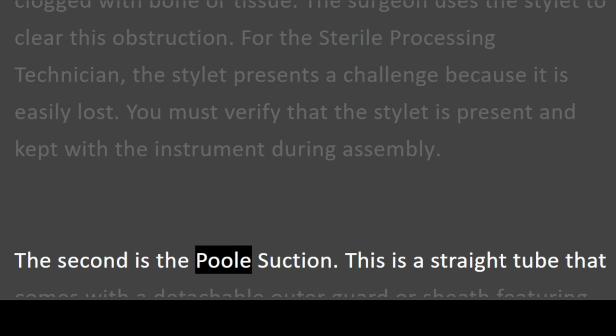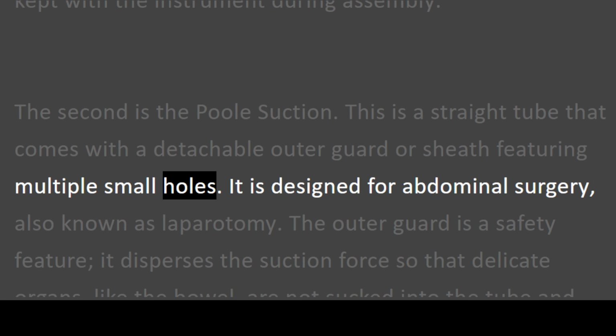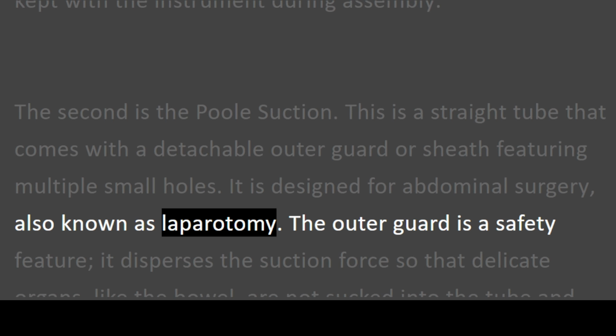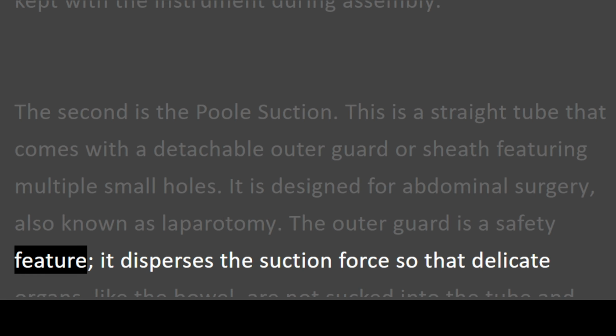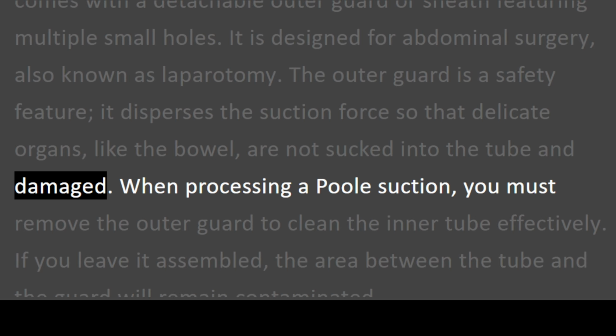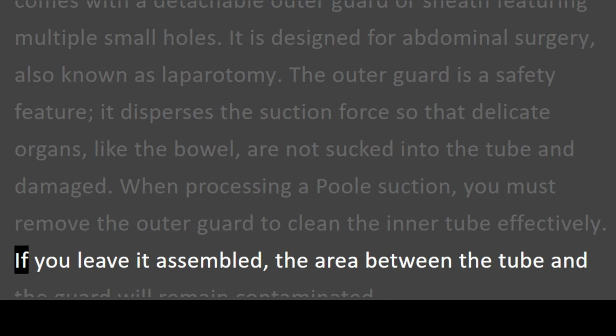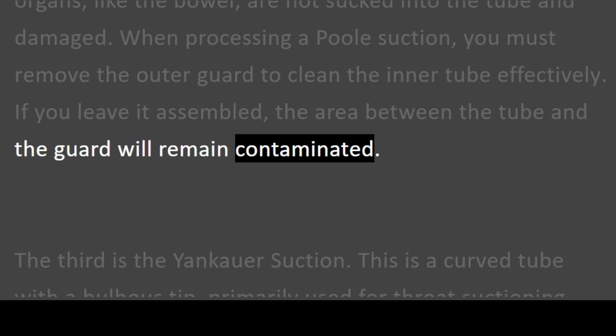The second is the pool suction. This is a straight tube that comes with a detachable outer guard or sheath featuring multiple small holes. It is designed for abdominal surgery, also known as laparotomy. The outer guard is a safety feature. It disperses the suction force so that delicate organs, like the bowel, are not sucked into the tube and damaged. When processing a pool suction, you must remove the outer guard to clean the inner tube effectively. If you leave it assembled, the area between the tube and the guard will remain contaminated.